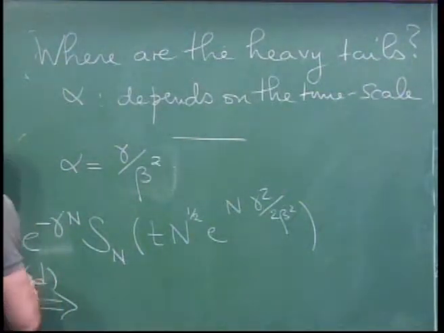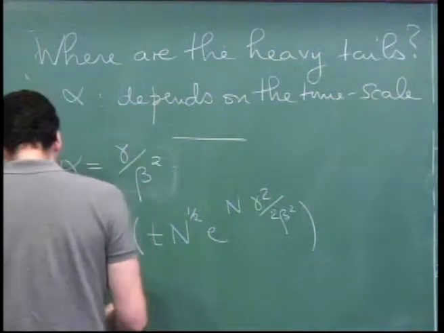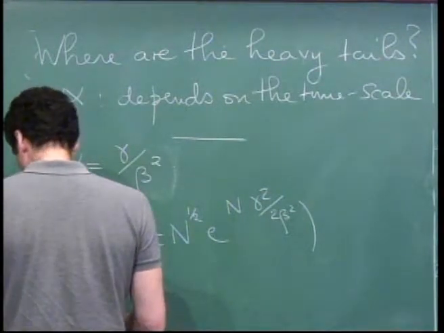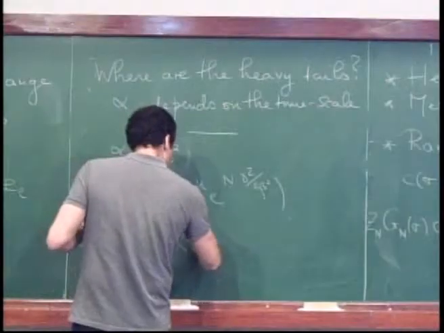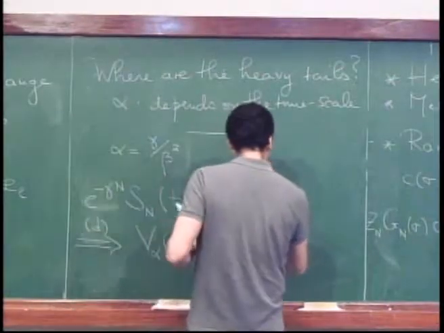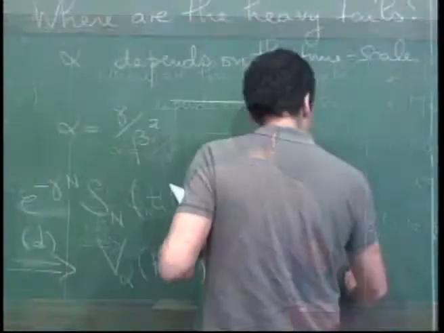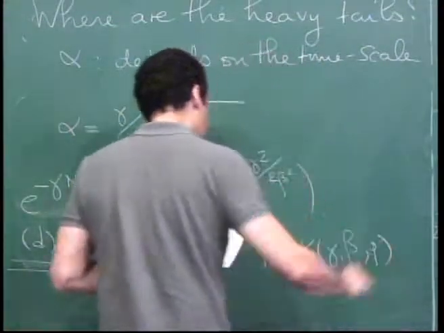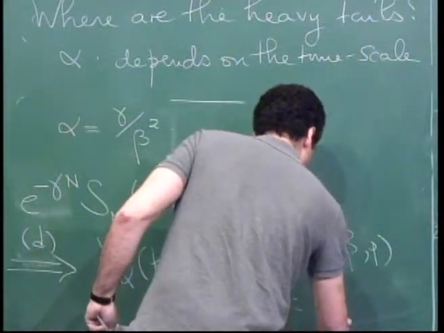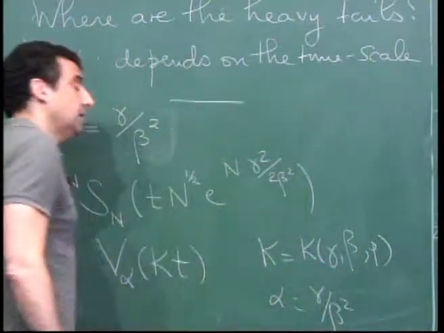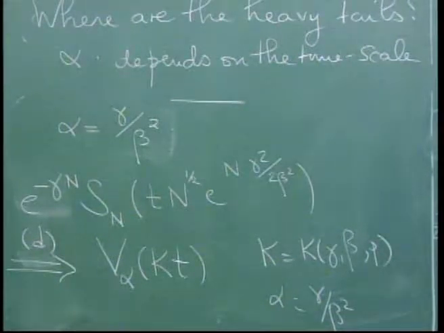This converges, I'll say how, to an alpha stable subordinator. With here you have a constant. So this constant kappa is a function of gamma, beta, and p, and it's an explicit constant I don't want to put there, and alpha is gamma over beta square. All right, so that's the theorem.